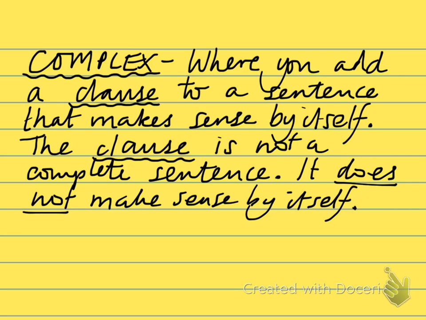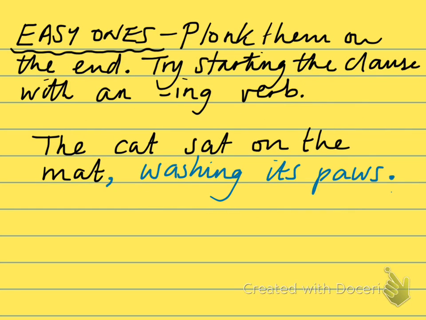Next we move on to complex sentences, which is where you add a clause to a sentence that already makes sense by itself. The clause is not a complete sentence. It doesn't make sense by itself, but it does make the sentence sound better. The easiest way to do this is to plonk one of these clauses on the end of a sentence. Try starting the clause with an ing verb.